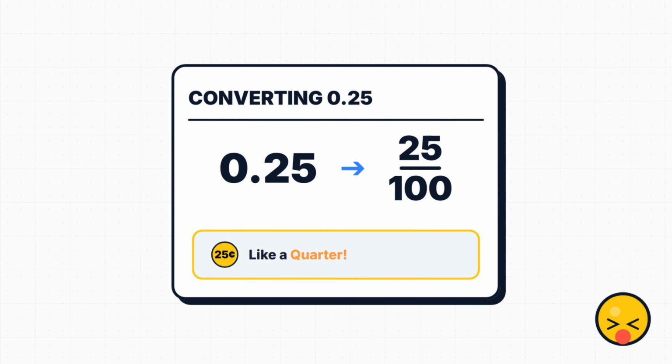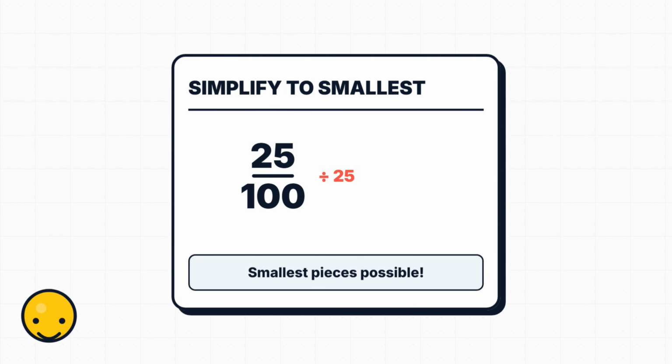0.25 means 25 out of 100. Both numbers can be divided by 25. This gives 1 over 4.